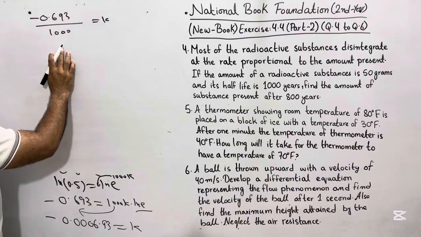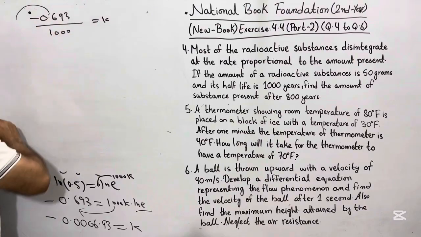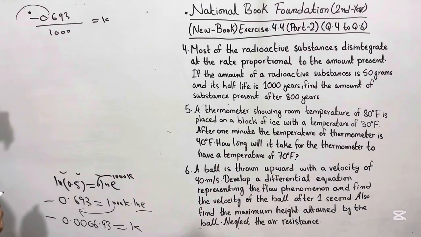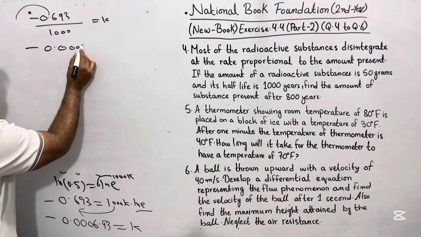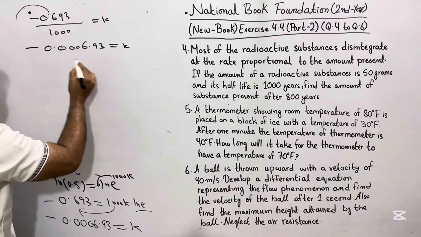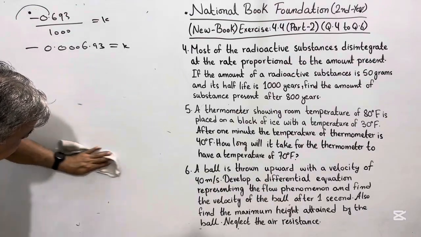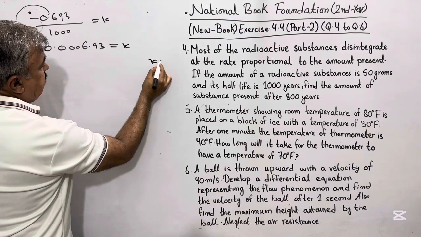Dividing by any figure having 1 with zeros is really easy. Shift the decimal point towards the left, introducing 3 zeros here. Means we have minus 0.000693 is equal to k. That's the value of k. Look at this. In that case, k is negative, which shows disintegration or decay or decrease. k is less than 0.